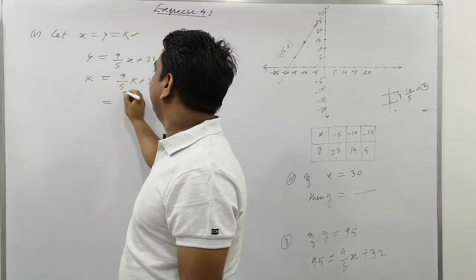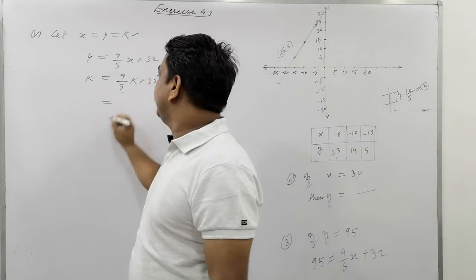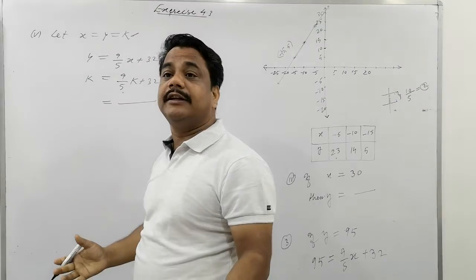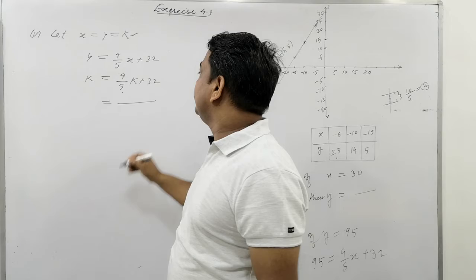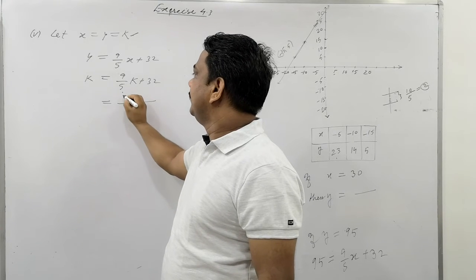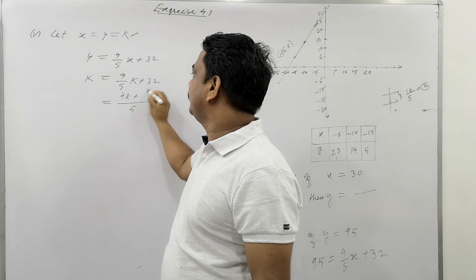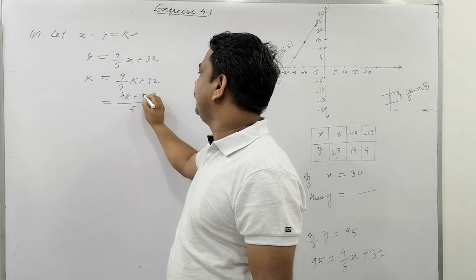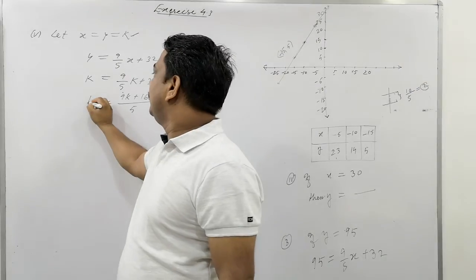So this is having 5s. 5 is to be multiplied throughout. Generally you will just know, LCM taking. This is called 5. It's 9k plus 5 2s are 10, 5 3s are 15, 160 is there, and k is also.